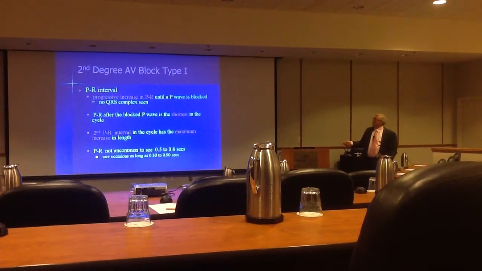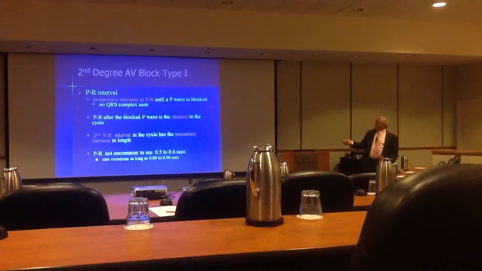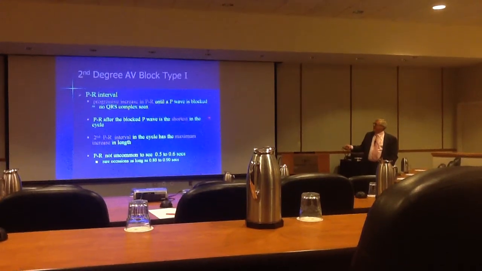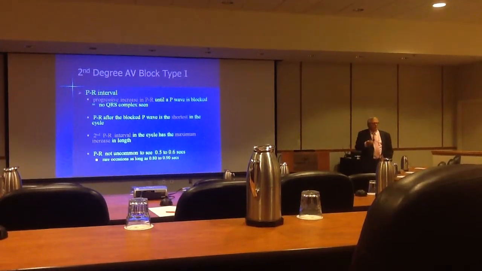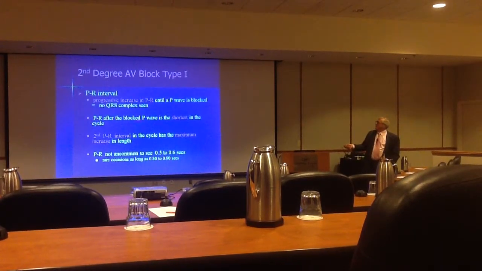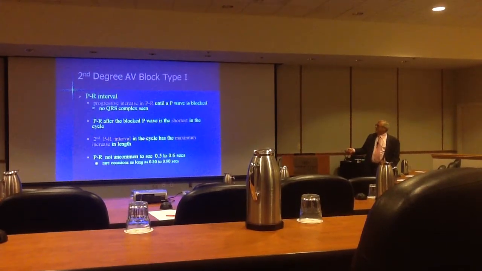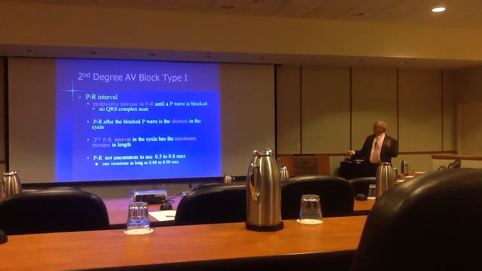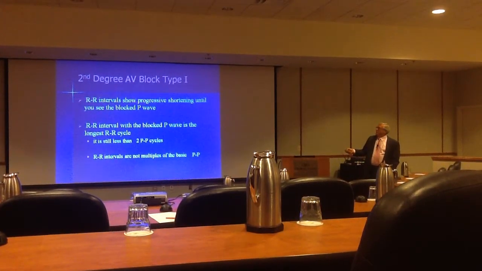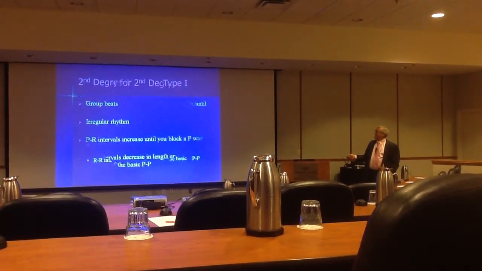If you look at the PR interval, there's going to be a progressive increase in the PR interval until you see a P wave where there's no conduction at all. And then there are some other criteria that you can use to fine-tune this diagnosis: the PR interval after the P wave that's blocked is always going to be the shortest, and the second PR interval is always going to have the maximum increase. The PR intervals increase, but the RR intervals actually decrease, and I'll show you that.